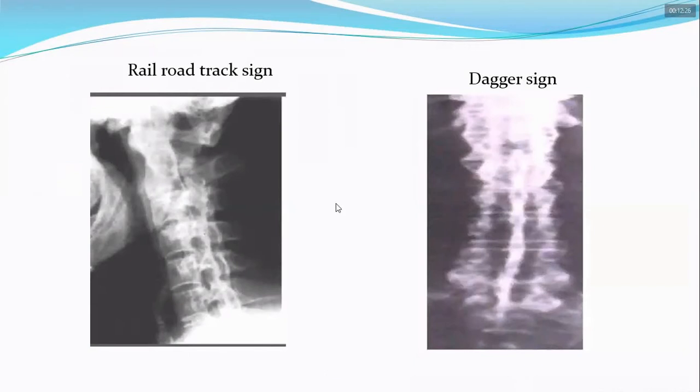Now, these are some railroad track signs. Basically, this is showing the ossification of the ligament around the neck, so this will give the railroad track sign. Similarly, the dagger sign. These are the ossification of the interspinous ligament, and this shows the dagger shape.